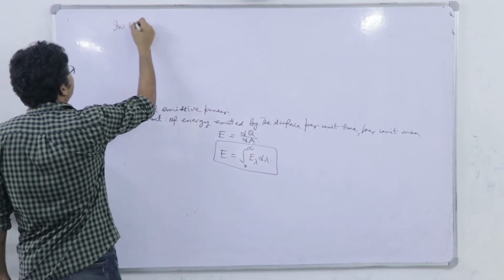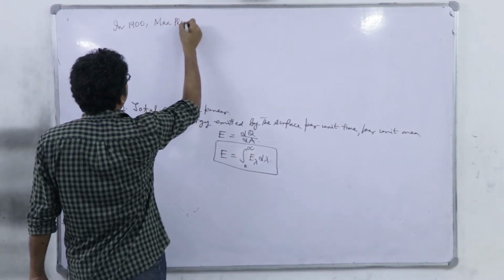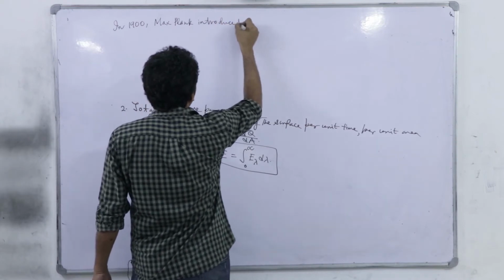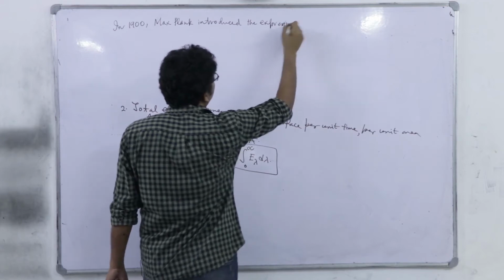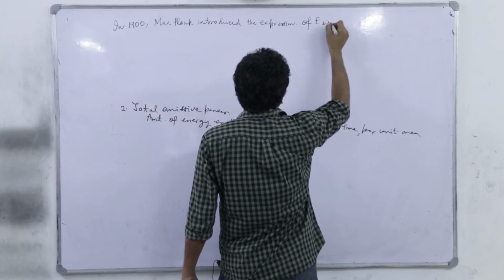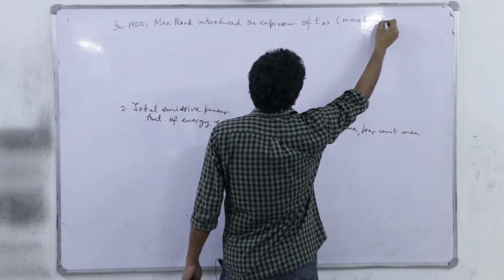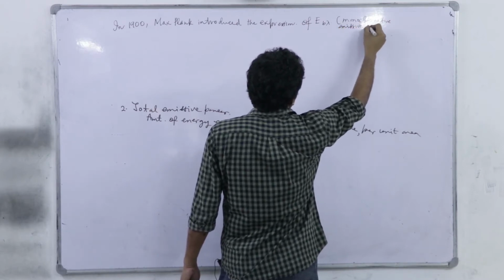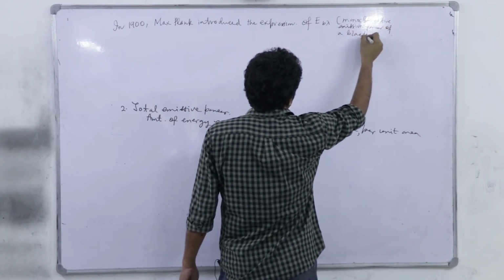In 1900, Max Planck introduced the expression of E B lambda, that is the monochromatic emissive power of a black body, right. We will not go for the proof because it is beyond the scope.